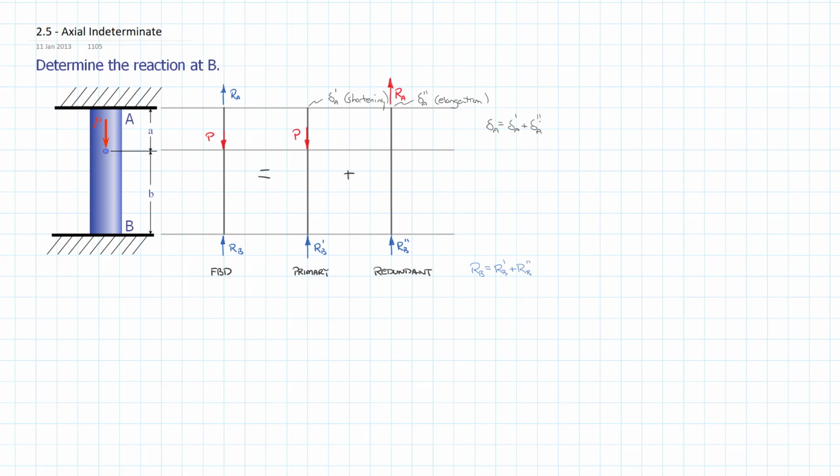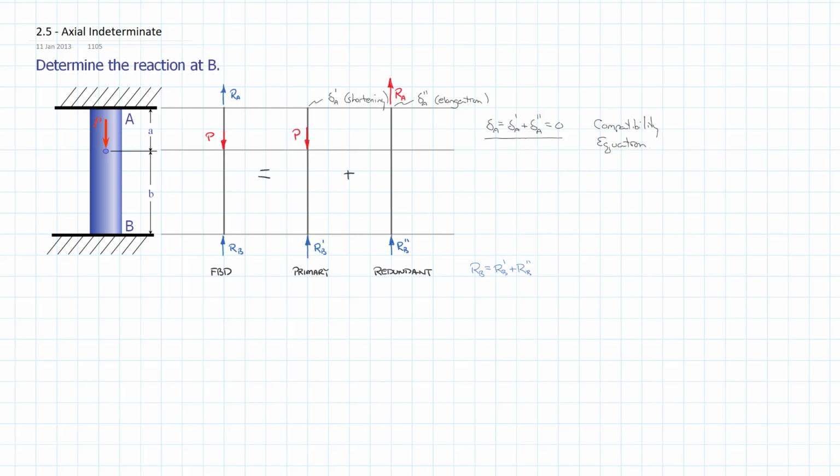But we have one other bit of information. If we go back to our original system, we see that A is actually a fixed support. So we know that it won't actually have any displacement overall there. So delta A has to also equal 0. And this is our compatibility equation. And it's in applying that using our displacement formula that we're going to be able to arrive at our reactions.